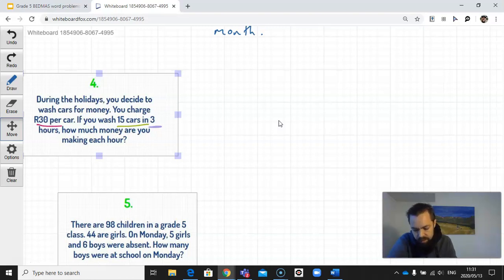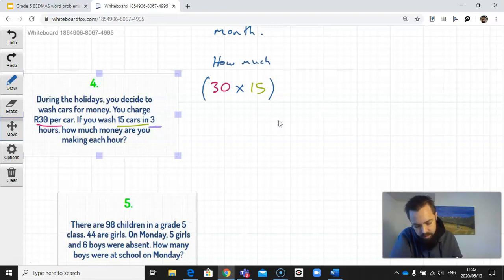Okay, and now we need to put it into a number sentence. So first up, I suppose we want to work out how much money we made altogether, so we can work out how much we made in each hour. So we make 30 Rand for each car, and we had 15 cars. We did all right, 15 cars. All right, so let's work out how much money we made altogether.